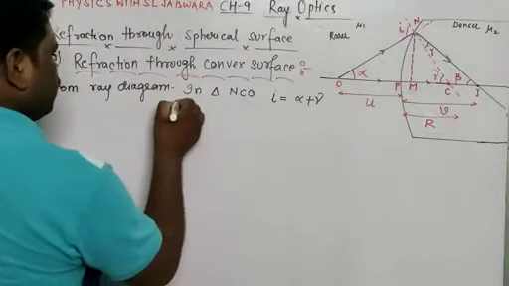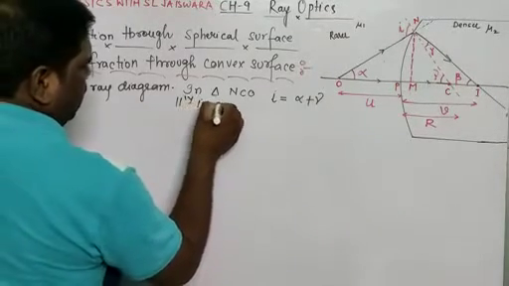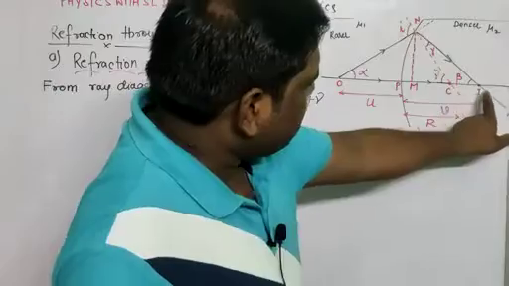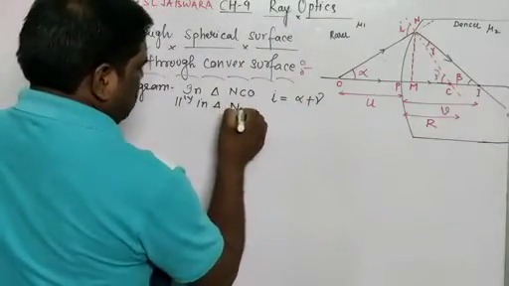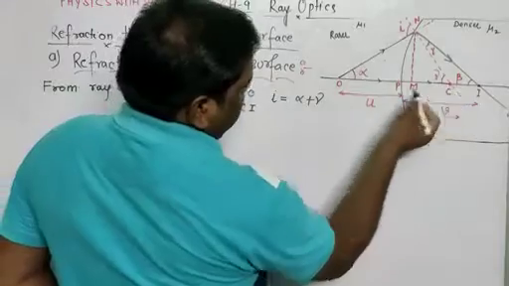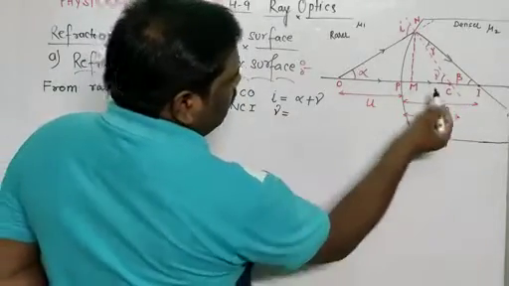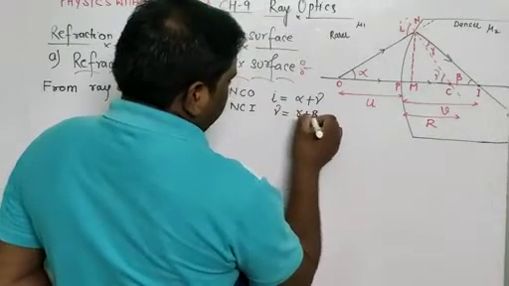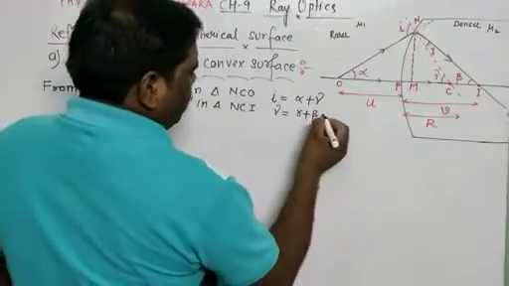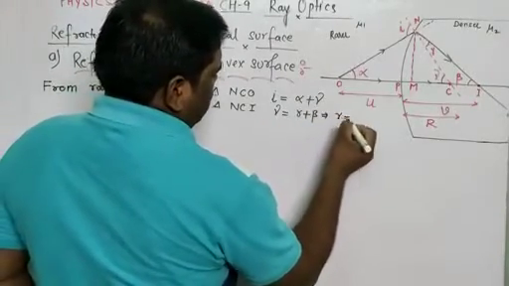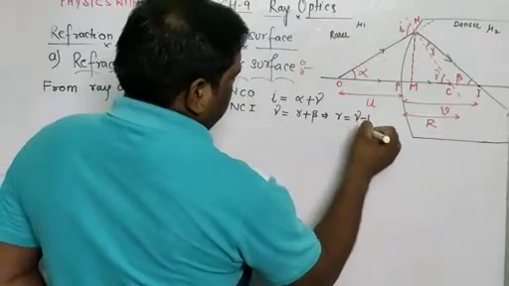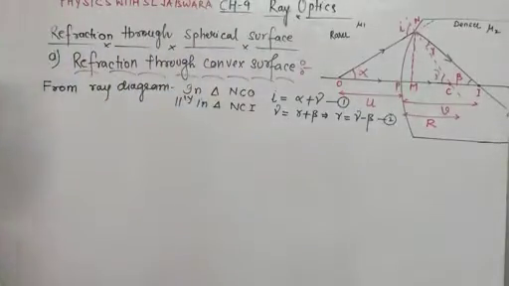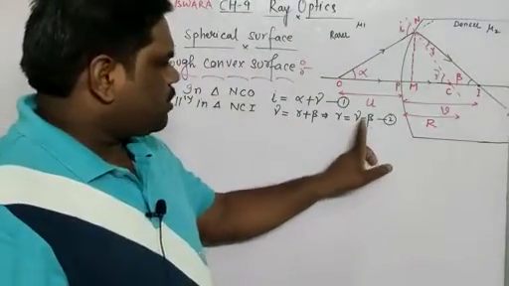Similarly, you may write, in triangle NCI, that gamma is equal to the exterior angle, and R and beta will be the opposite interior angles. That is, R plus beta is equal to gamma. Further it can be written as R is equal to gamma minus beta. Suppose this is equation number 1 and this is equation number 2.